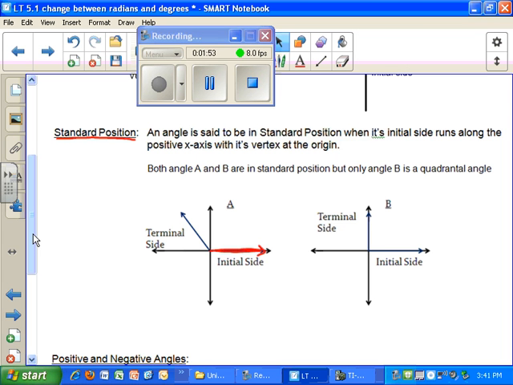Both of these angles, so this angle A is in standard position, and this angle B is also said to be in standard position because that initial side is on the positive x-axis. B is a special kind of angle. It's called a quadrantal angle because it makes exactly that quadrant of the coordinate system.